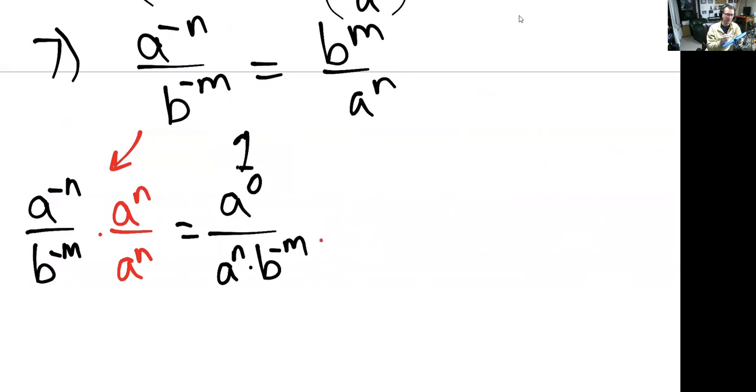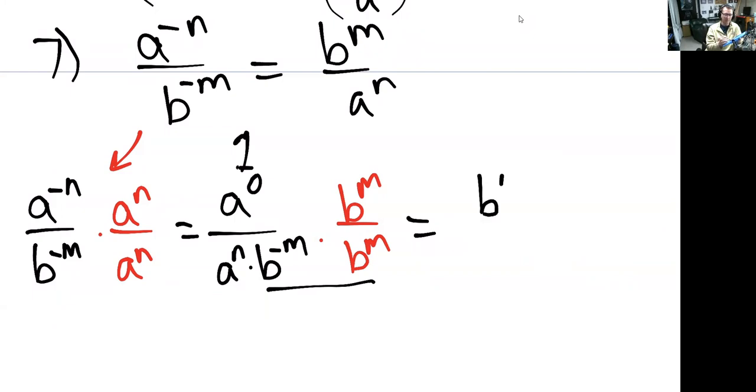We're halfway there. We're going to multiply again by b to the m over b to the m. We're going to rinse and repeat what we just did, because now we've got b to the m times b to the negative m. They have the same base, so we can add the exponents and we get b to the zeroth in the denominator, which is just one. So we have up top b to the m times one.